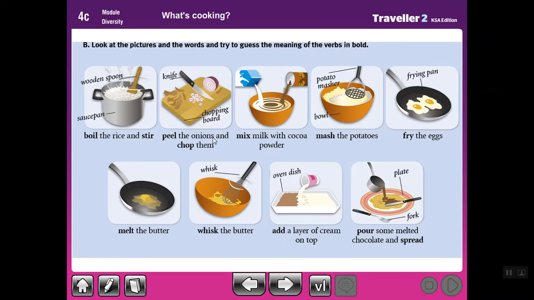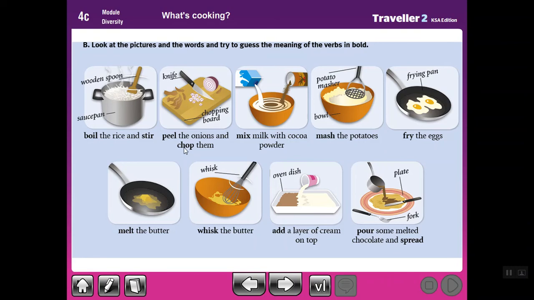Okay. Peel the onions and chop them. Peel. When you peel here, you remove the skin. Remove the skin like this. This is the skin of this onion. Okay, this is an onion and this is the skin of it. It came out of it. Okay, it is removed from the onion.